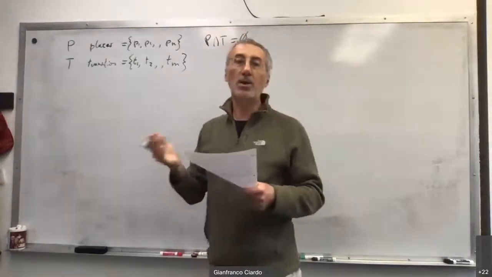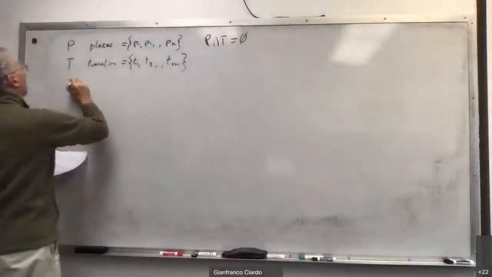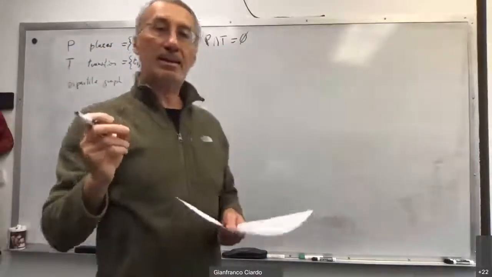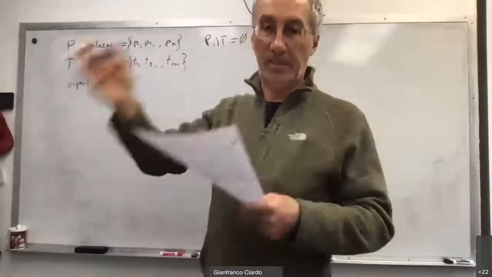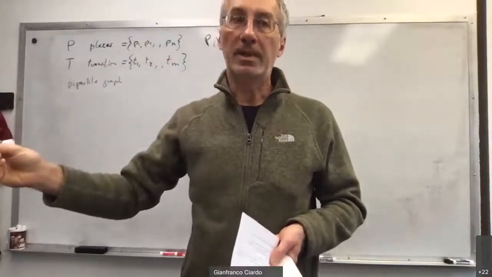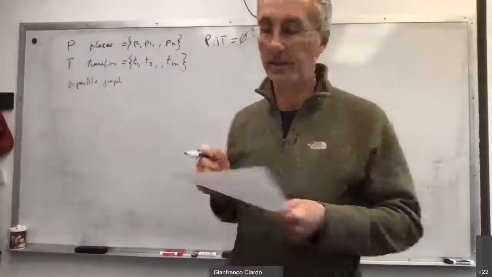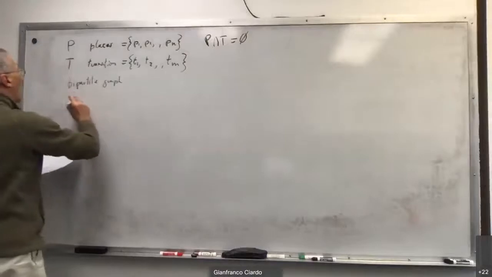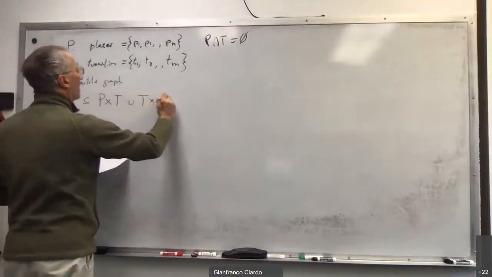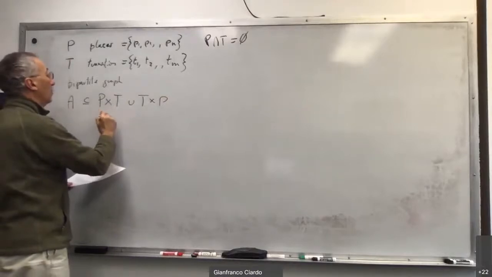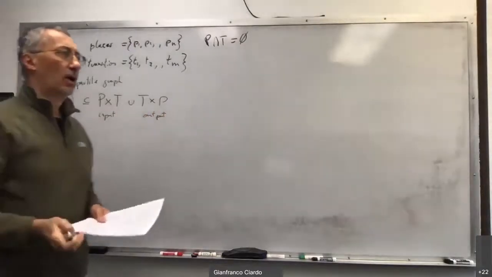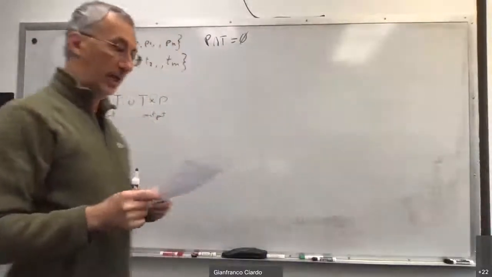Right? So they're nodes of a graph, and in fact, it's called a bipartite graph. That means that a graph is bipartite if there are two types of nodes, in this case, places and transitions, and the arcs can only go from a place to transitions or from transitions to places, okay? We call them arcs, and the arcs are a subset of P cross T union T cross P. From P to T, we call these the input arcs. And from T to P, we call these the output arcs. So input and output refers to the transitions. Okay, it's focused on the transition.